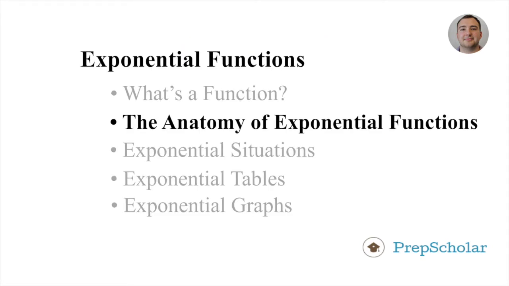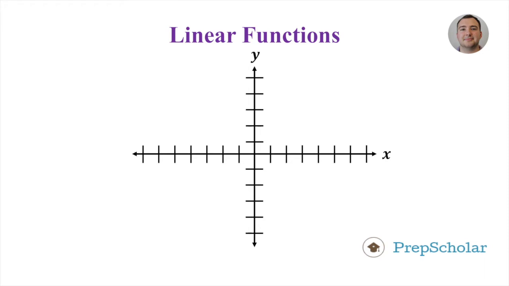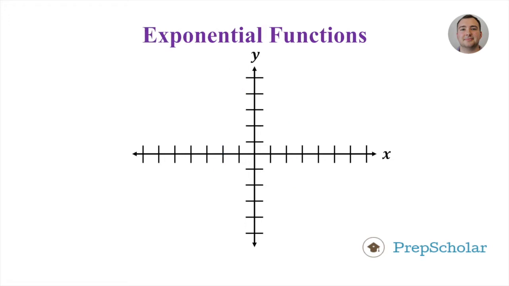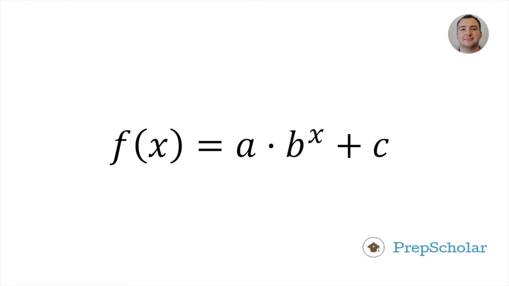Now that we've got a general idea how functions work, we can take a closer look at exponential functions. We already know that linear functions give us a simple line, and quadratic functions give us a U-shape or parabola. What about exponential functions? Well, exponential functions give us a curve that increases exponentially, either traveling to the right or to the left. An exponential function follows the general form f(x) = a · b^x + c.